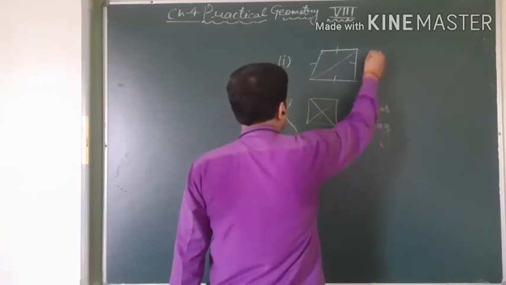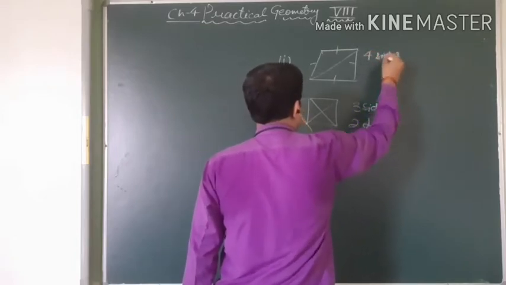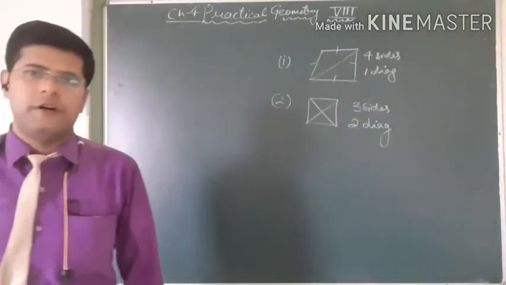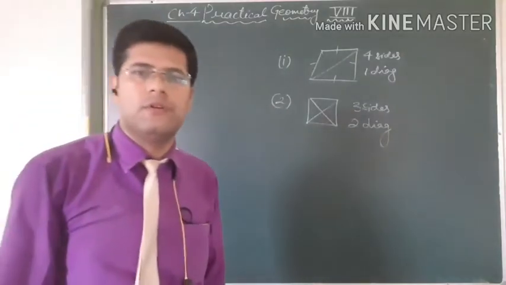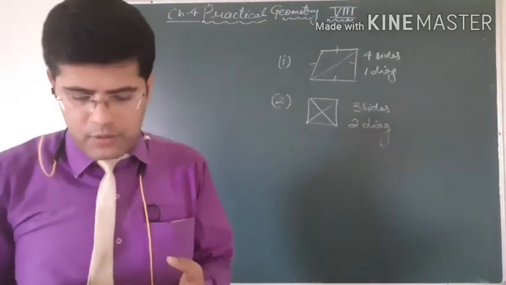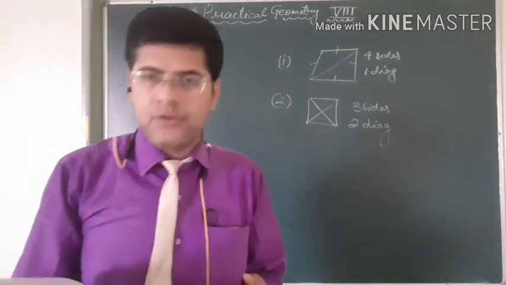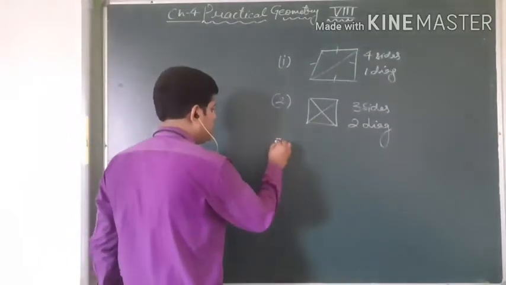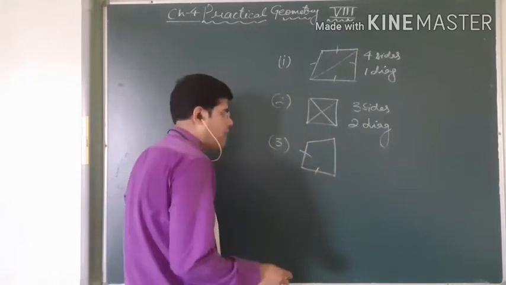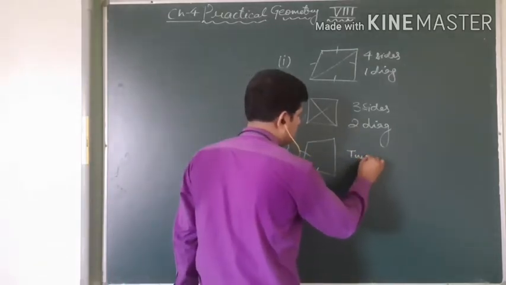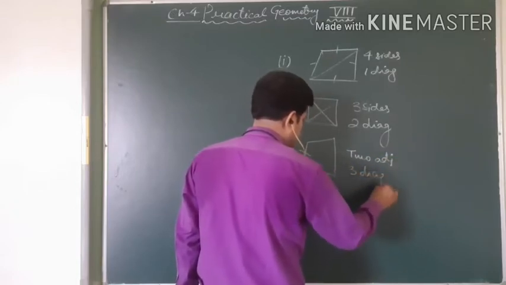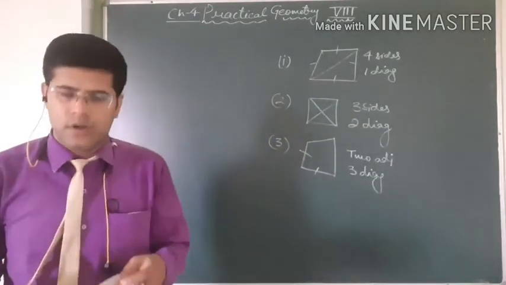And in the previous one, 4 sides and 1 diagonal. So learn it: the first is referred to as 4 sides and 1 diagonal, and the second as 3 sides and 2 diagonals. Now move to the third rule: when you have 2 adjacent sides and 3 angles. You have to know 2 adjacent sides of the quadrilateral and 3 angles. Okay, move on to the next part.